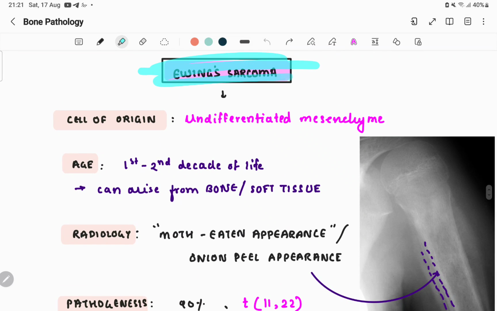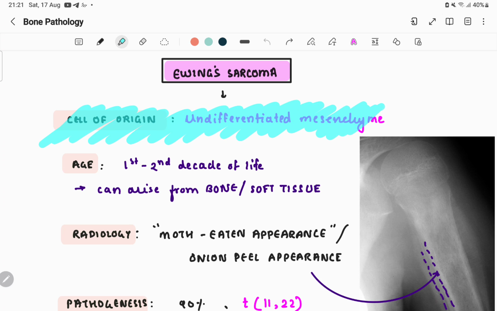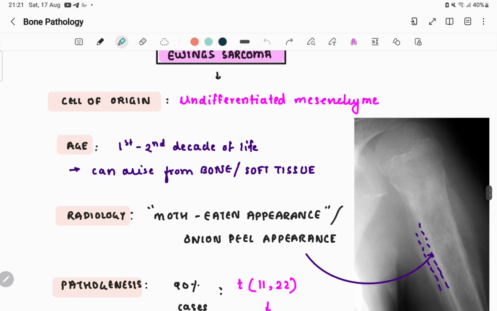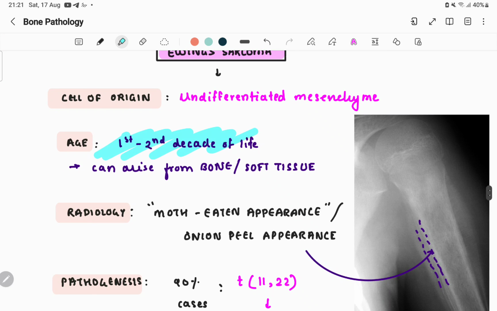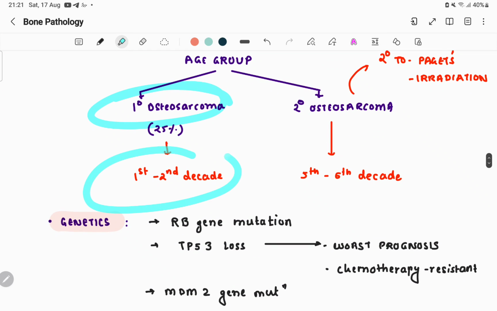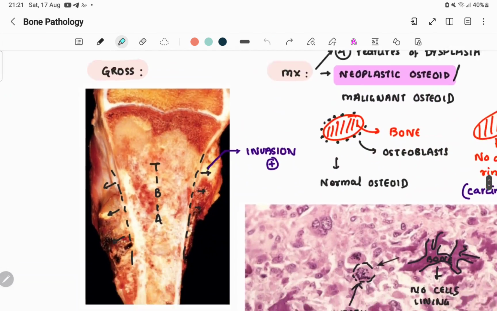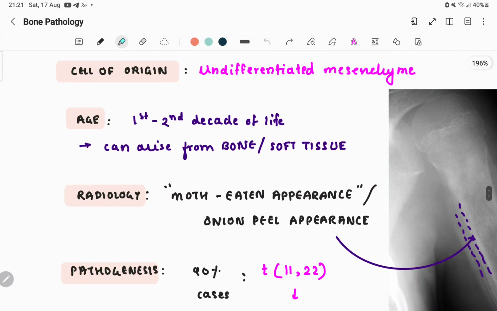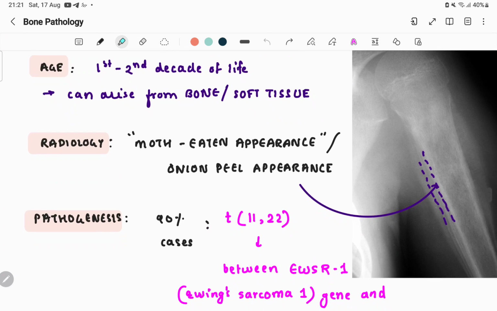Let's move on to the next tumor, that is Ewing sarcoma. The cell of origin is undifferentiated mesenchyme. This is important. Understood? Age, first to second decade of life. Any other tumor in the first to second decade of life? Yes, primary osteosarcoma. Secondary was 5th to 6th decade. You have to read like this to memorize the previous things also. It can arise from the bone or the soft tissue.